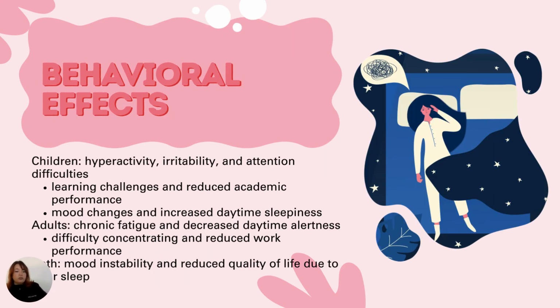Behavioral effects. With children, they are hyperactive, irritable, and have attention difficulties, learning challenges, and reduced academic performance, mood changes, and increased daytime sleepiness. With adults, it is chronic fatigue and decreased daytime alertness, difficulty concentrating and reduced work performance, and for both, the mood is unstable and reduced quality of life due to poor sleep. So even though they might be getting 8 hours total of sleep a night, it's not good, effective sleep. Their body is still in a fight mode of trying to get airway and oxygen to reach their brain.